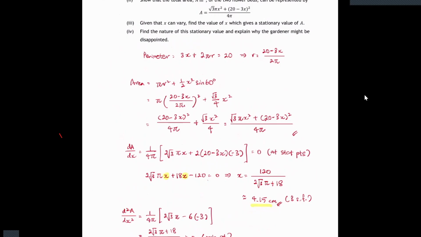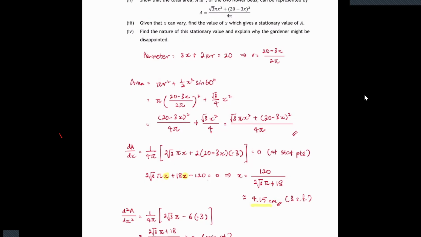Last part, after I find the nature, we realize that at this x equals to 4.15 cm, what I just did is I minimize the area that can be given to me when I have these dimensions. So if I have 20 meters of fence, then if I arrange it in such a way that x is equals to 4.15, what I've done is that I've minimized the area that's inside the enclosed garden, which is realistically speaking maybe not an ideal thing.